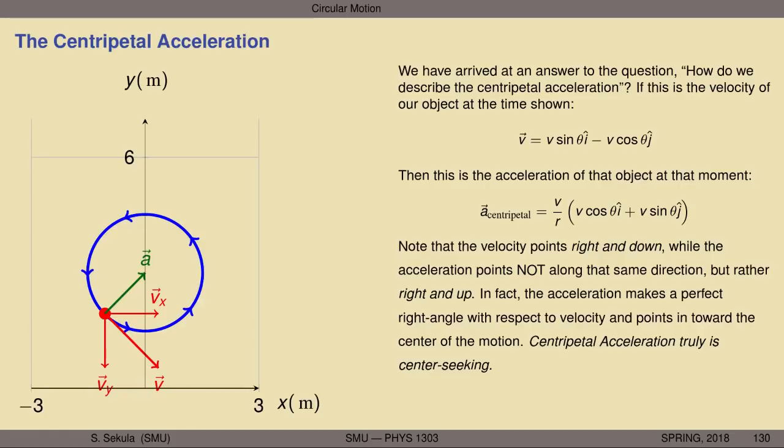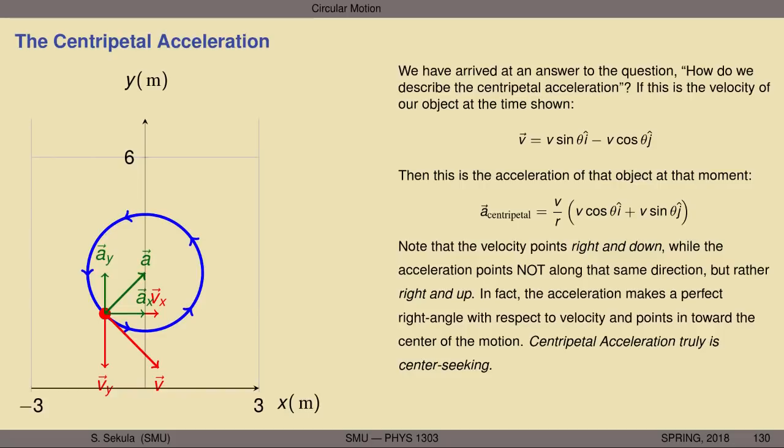And this explains why it is that this object remains on this path. The acceleration vector is a vector that is always at a right angle to the velocity. It makes a 90 degree angle with respect to the velocity at any point on the circle, and it dutifully points in toward the center of the circle. Calculus, vectors, position, time, velocity, these have all come together to tell us the answer to the question. Indeed, centripetal acceleration is truly center-seeking.